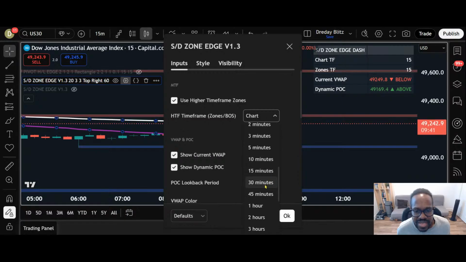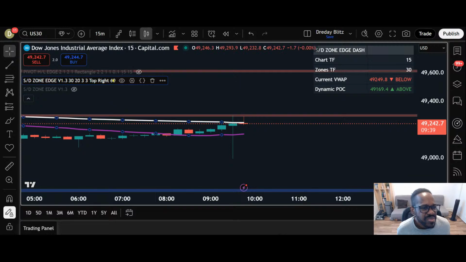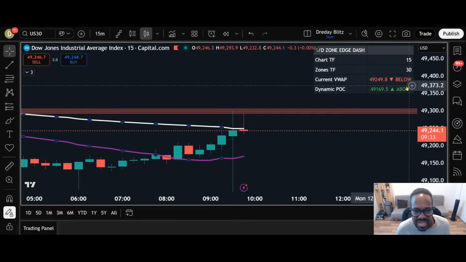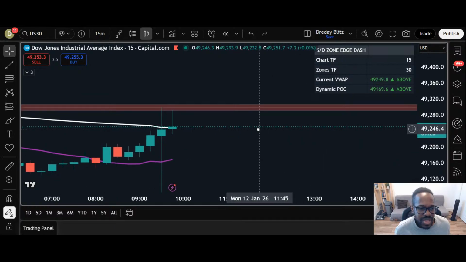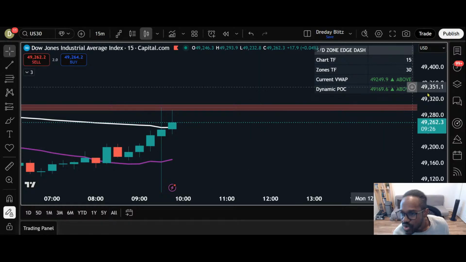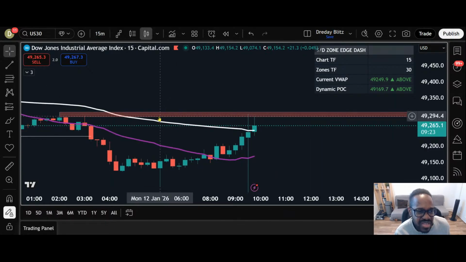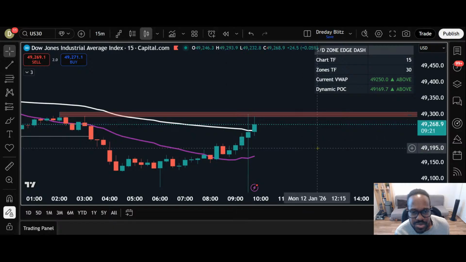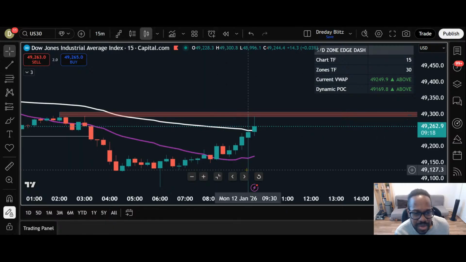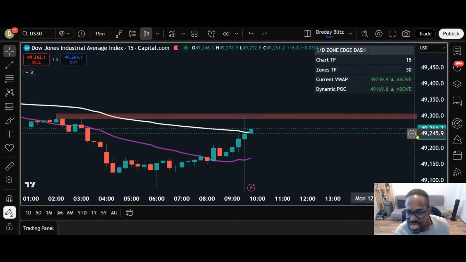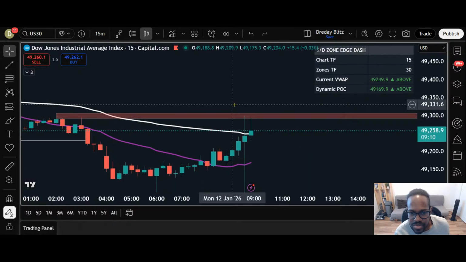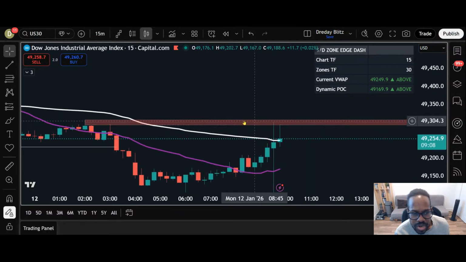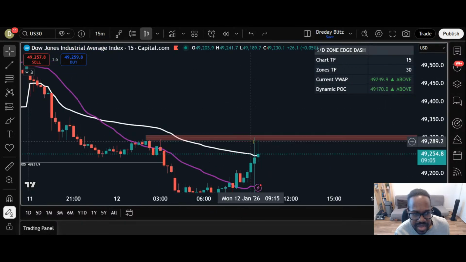So the indicator that you're seeing here, this is one of my custom indicators that I created. So it's called SD Zone Edge. So basically, it's a supply and demand zone with VWAP, so volume weighted average price, and POC, dynamic POC, point of control. So pretty simple to understand. So if price is above those 2 lines here, and we're breaking out of the supply or demand zone, we're going to have a break of structure that will be created. And that means that we're going to be going high.